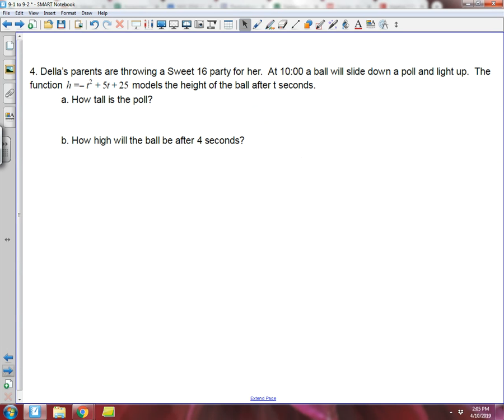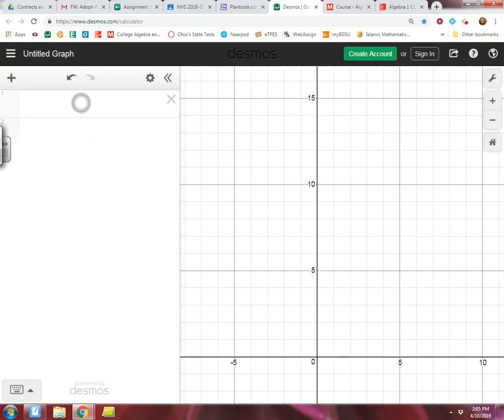Go ahead and read it. Again, I'm going to ask you what x and y represent. Well, I guess it's not x and y. It's t and h, and you know that the t's would be x's and the h would be y's. So what does t represent? Seconds. And what does the h represent? Height. Wonderful. Okay, so go ahead and get that in front of you. -t squared plus 5t plus 25. Yep.